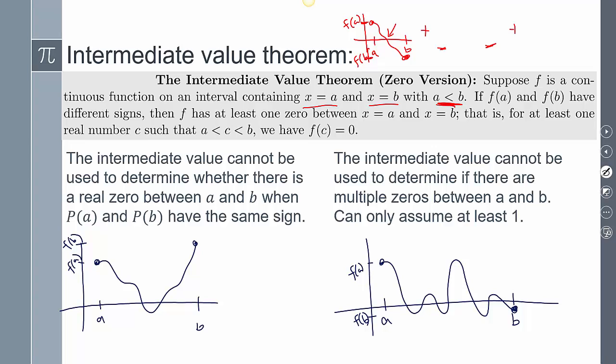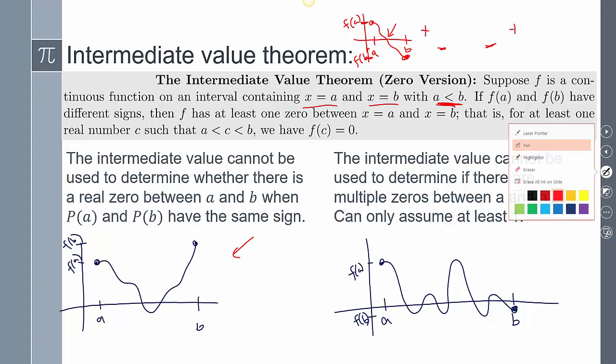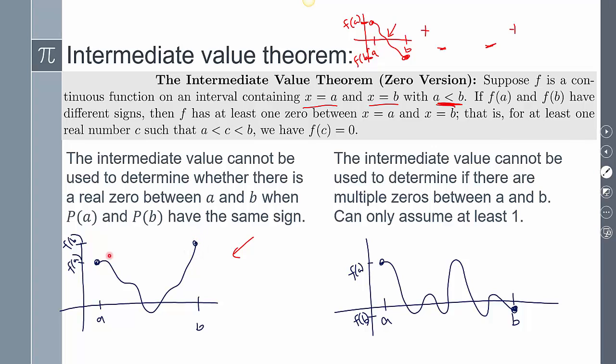Now there's a couple of assumptions that we tend to make that can be a little deceiving about the intermediate value theorem. The first is that the intermediate value theorem cannot be used to determine whether there is no real zero between them. So in this example here, if you notice, my f of a is positive, my f of b is positive. But along this interval, it crossed the x-axis here and here. Well, there's two zeros between there. So if it fails this test that we're doing, you cannot make the conclusion there is no zero. You just can't assume that there is one.